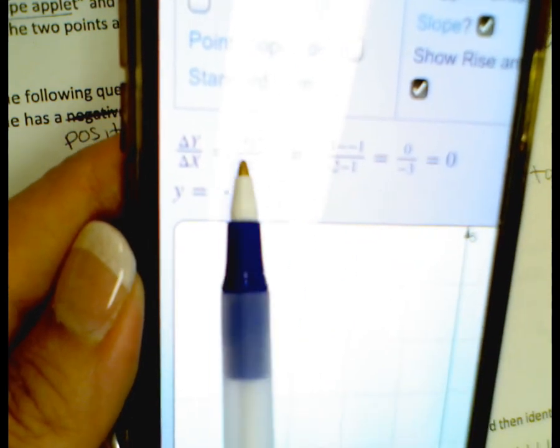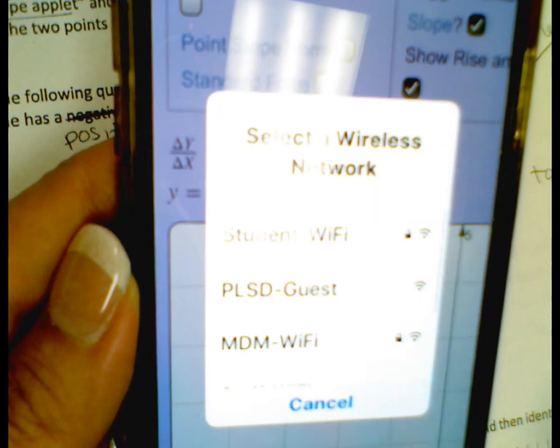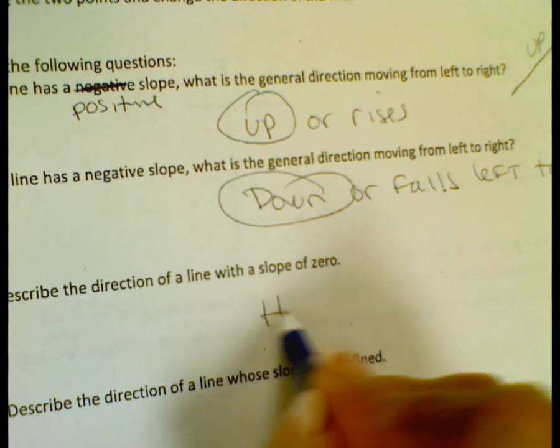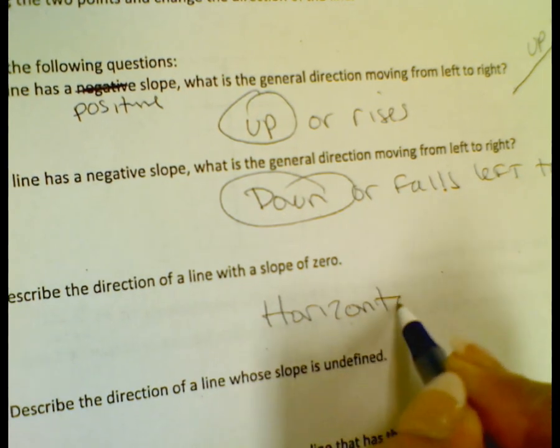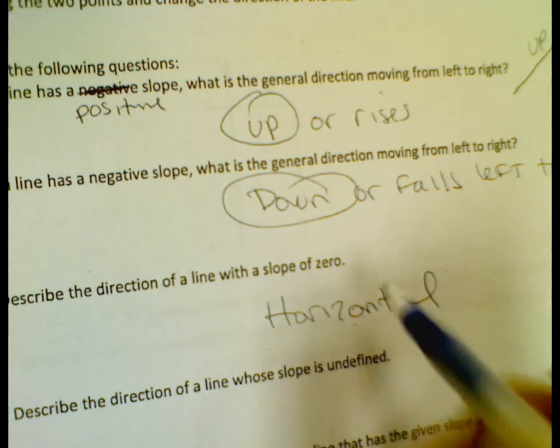And the reason for that is because when you take y2 minus y1, the difference of the y's, it means the y coordinates are the same thing. You will have a 0 on the top. Anytime you have a 0 on the top of your slope, it's a 0 slope. So the direction of a line with a slope of 0 is horizontal. Okay, horizontal. Some of your groups had all that stuff.